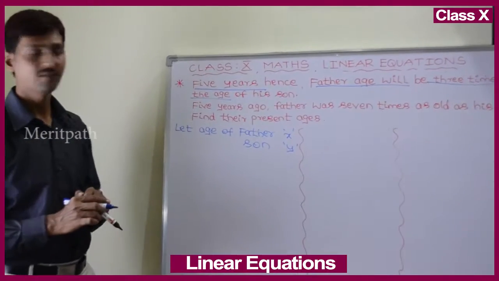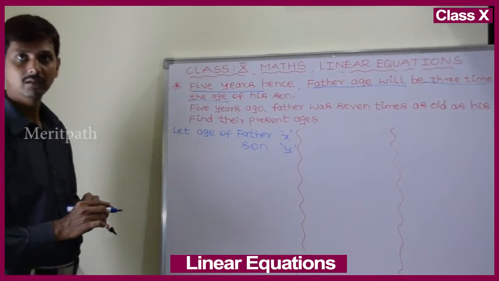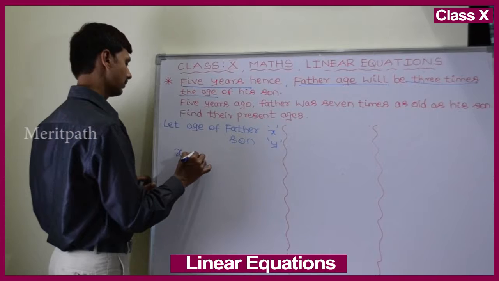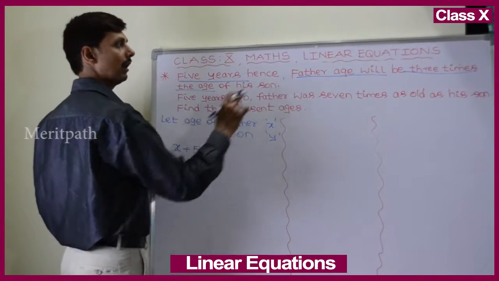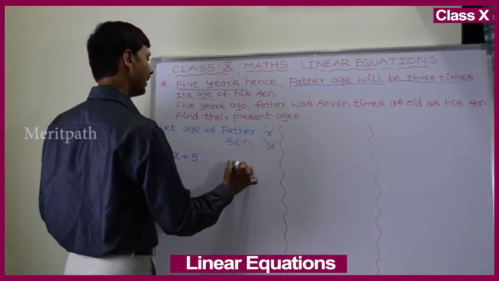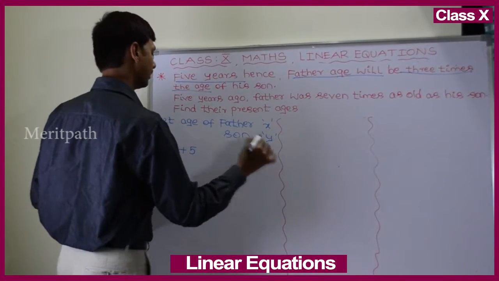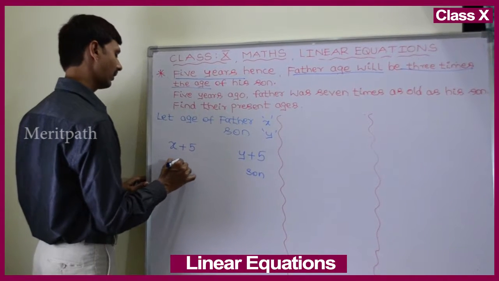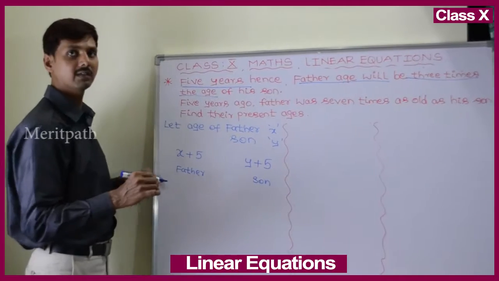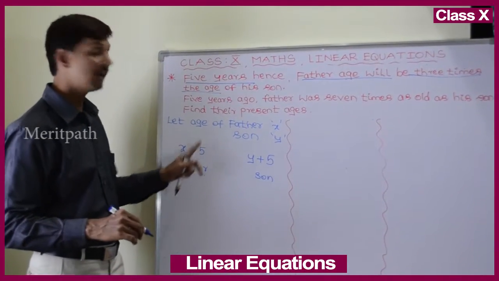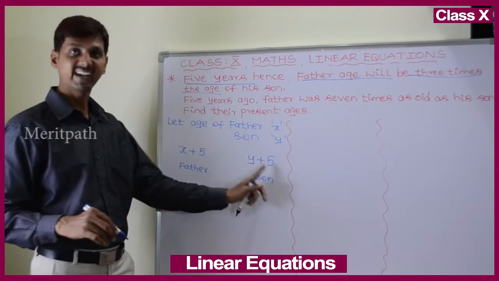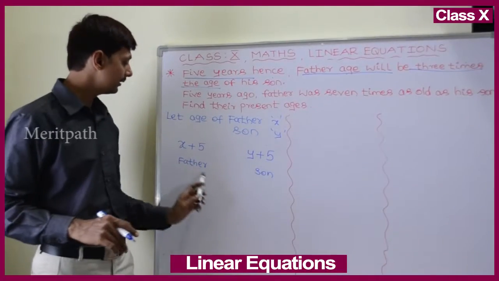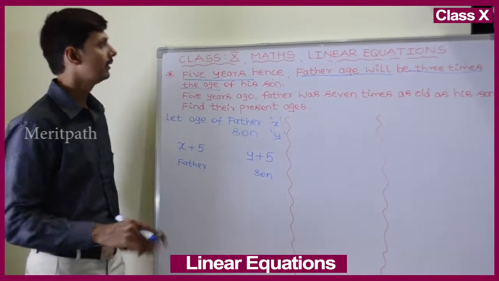So the first equation we can observe: 5 years hence, that means after 5 years, the son's age and father's age. This is the son and father. Father we have taken x, son we have taken y. So after 5 years, x plus 5 and y plus 5, because 5 years hence is nothing but after 5 years.